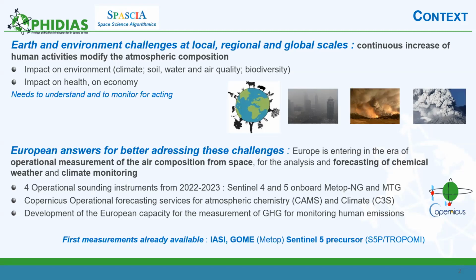Basically, we will have the opportunity to use four operational atmospheric sounding instruments, Sentinel-4 and Sentinel-5. I will give detail in the next slide. Together with the Copernicus service able to use that information and provide forecast analysis of the atmosphere composition and the climate, and also some ongoing effort to address specifically the issue of monitoring human emission of greenhouse gases, which is also an effort which could bring information from space.